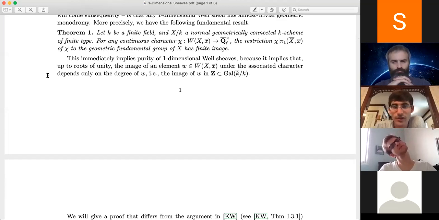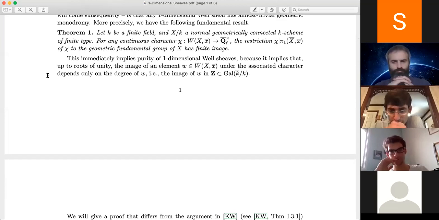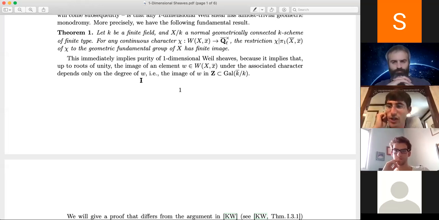And this immediately gives you purity of one-dimensional sheaves, because it tells you that the image of an element of the Weil group, up to roots of unity at least, only depends on the degree of W. So that tells you, if you look at a closed point x of your scheme, variety, whatever X, then the Frobenius at x, the weight of the Frobenius, the sort of absolute value of its eigenvalues, depends only upon the degree of the Frobenius, right? So that tells you that you have purity. Okay?